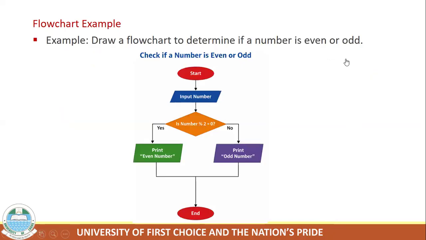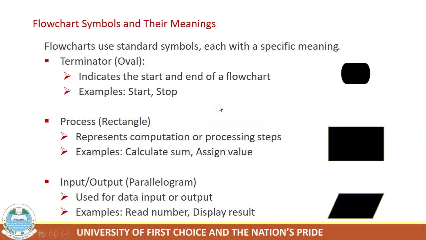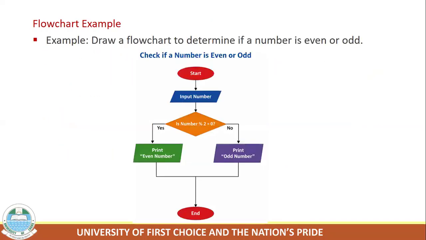So if you have a task like determining if a number is even or odd, you start, you input the number. For input, which tool do you use? Parallelogram. So you'll see that a parallelogram is used. Then you want to make a decision: can the number input be divided by 2 with no remainder? If yes, it means an even number. If no, it means it's an odd number.